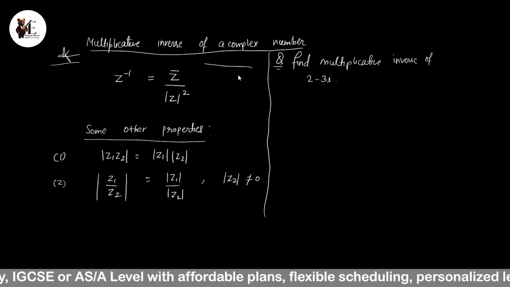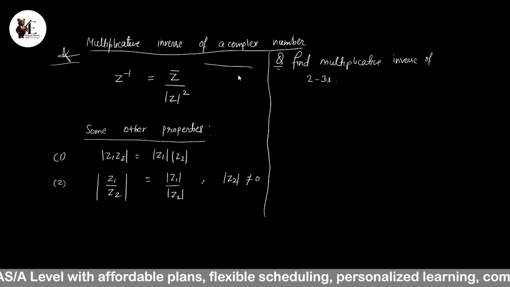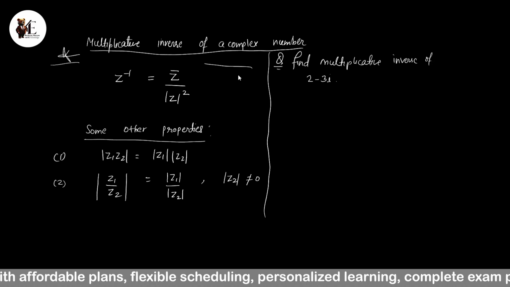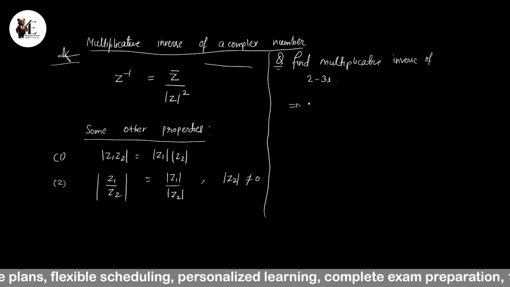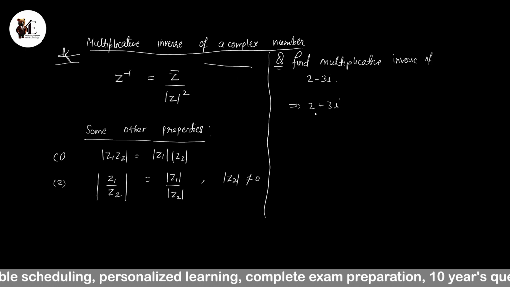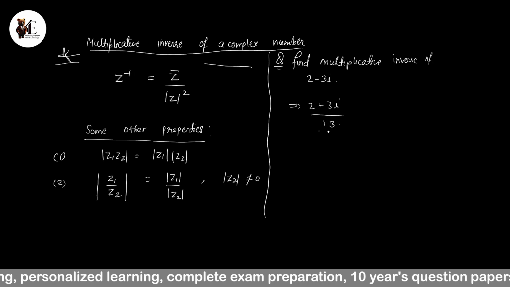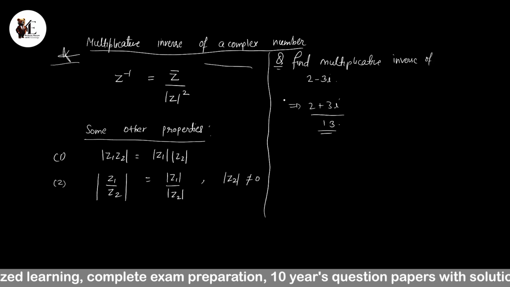Is it 2 plus 3i over 13? Yes, it will be 2 plus 3i over 13. It's correct.